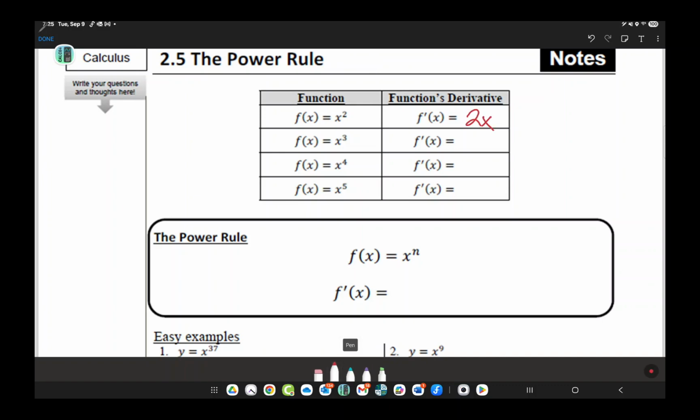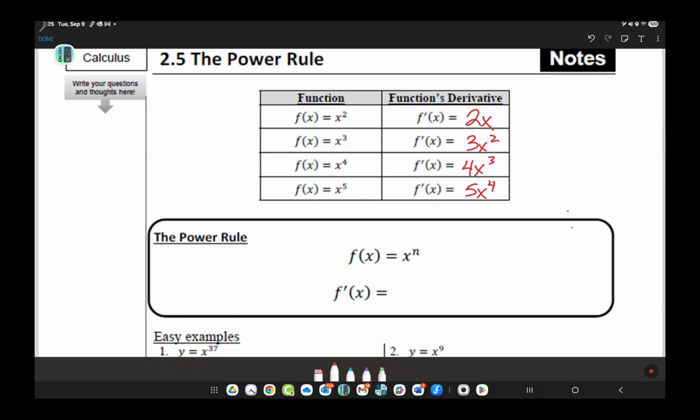2x. Second one is 3x squared. Third one is 4x cubed. And the fifth one is 5x to the fourth. So if you have forgotten the power rule, what is the pattern that has emerged?